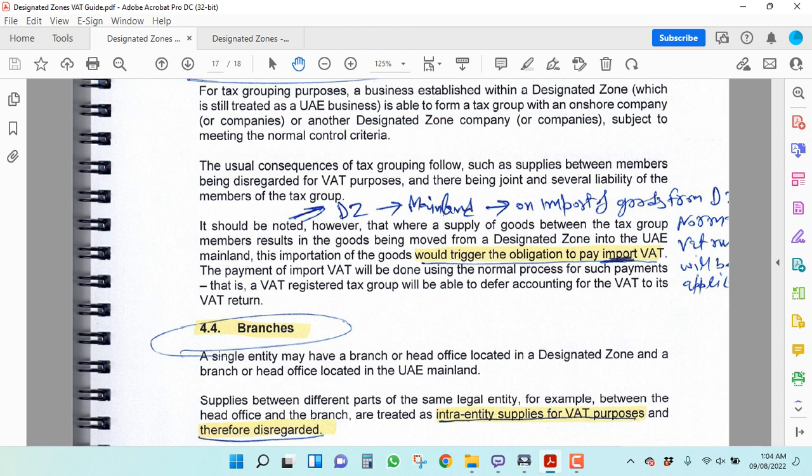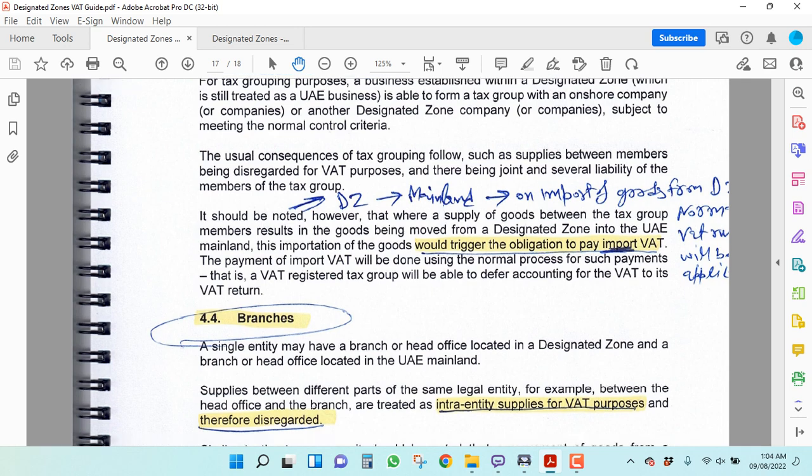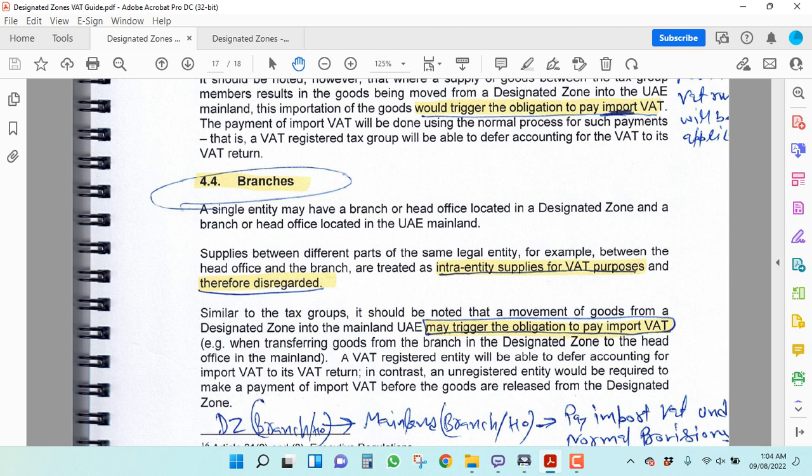The payment of import VAT will be done using the normal process for such payments. That is, the VAT registered tax group member will be able to defer it: his import will come in point number 6 in the VAT return, and he can reverse it in point number 10. If it's not coming pre-populated, he will pay the import VAT in point number 3 of the VAT return, and he can reverse it under point number 10. Okay, like this. And the same in the case of branches also.